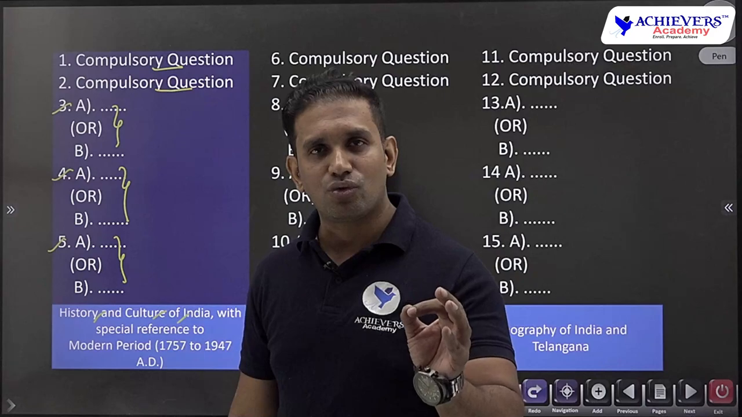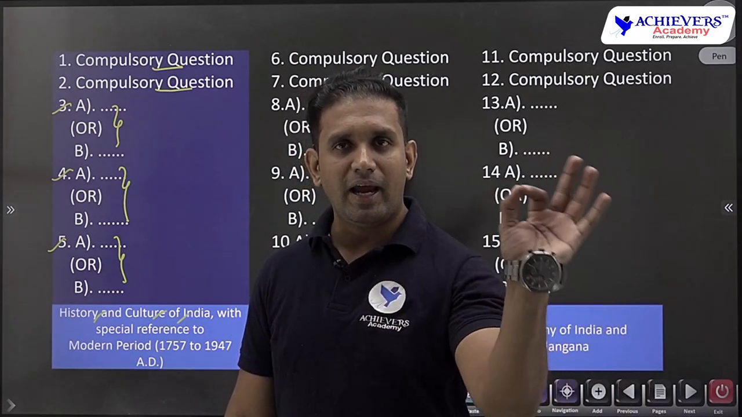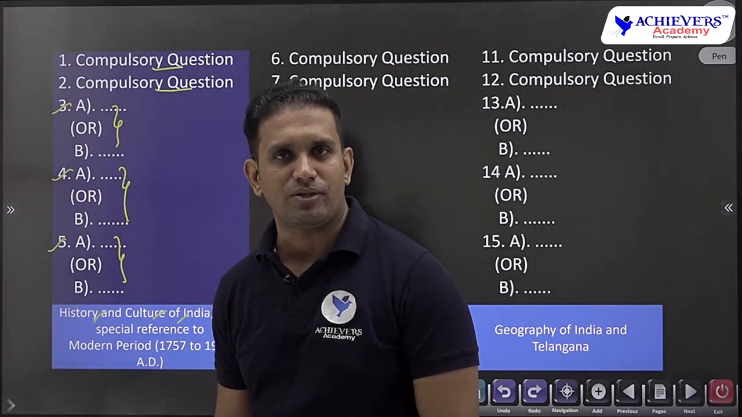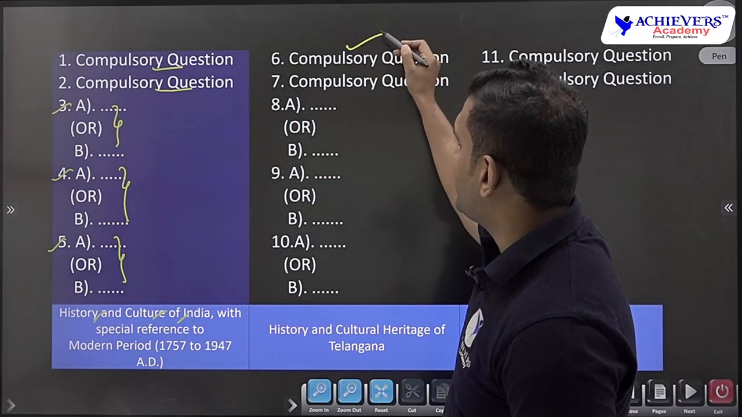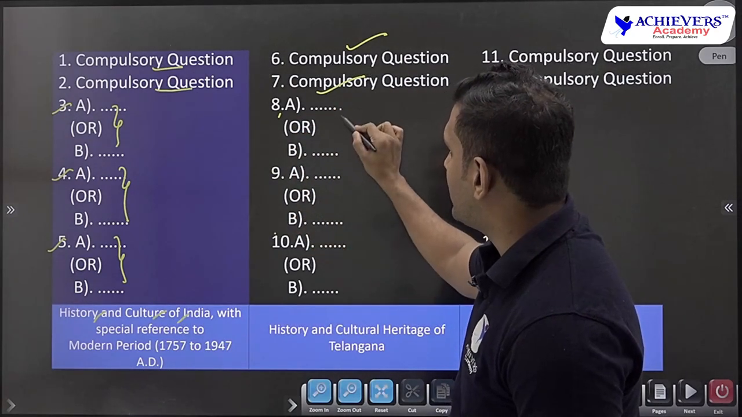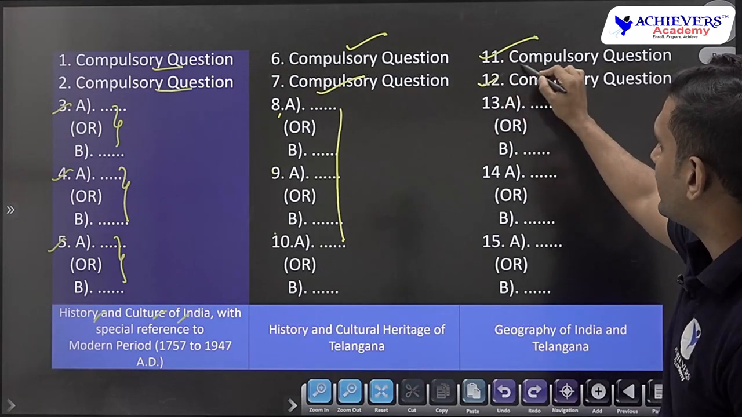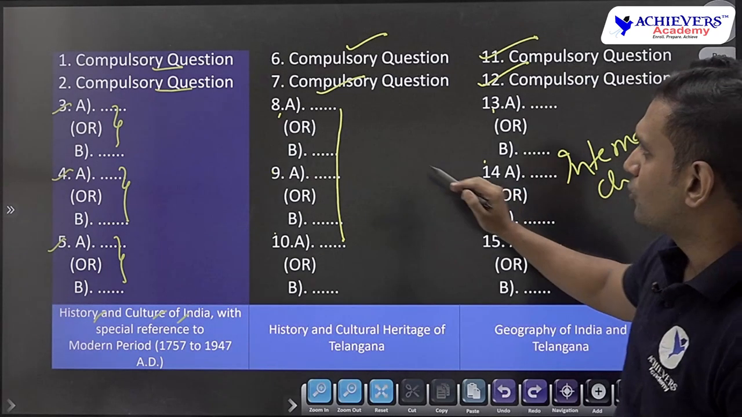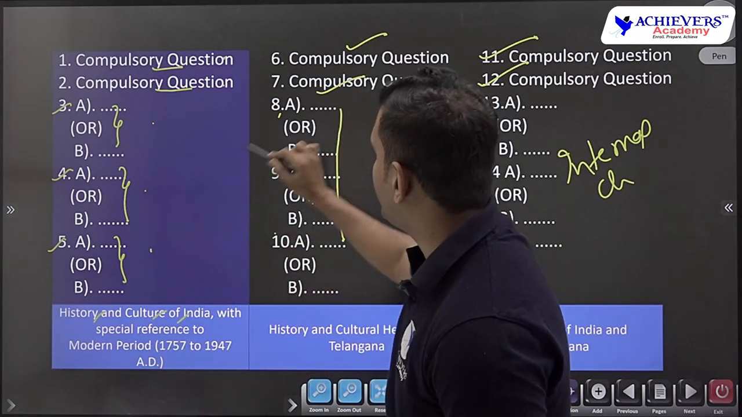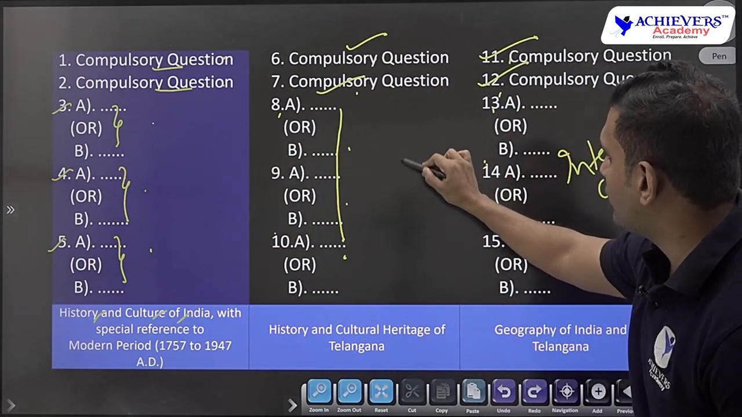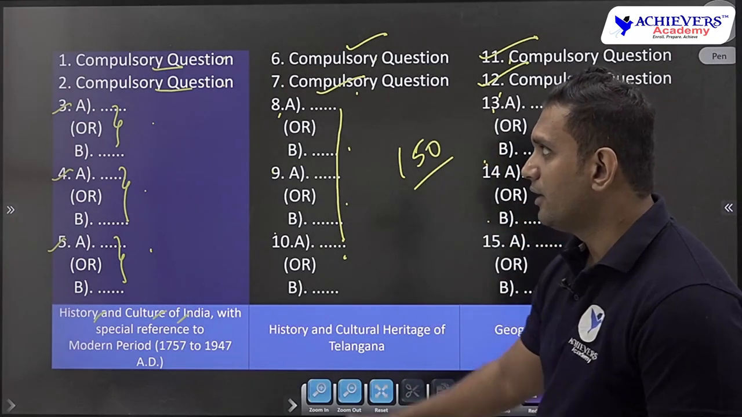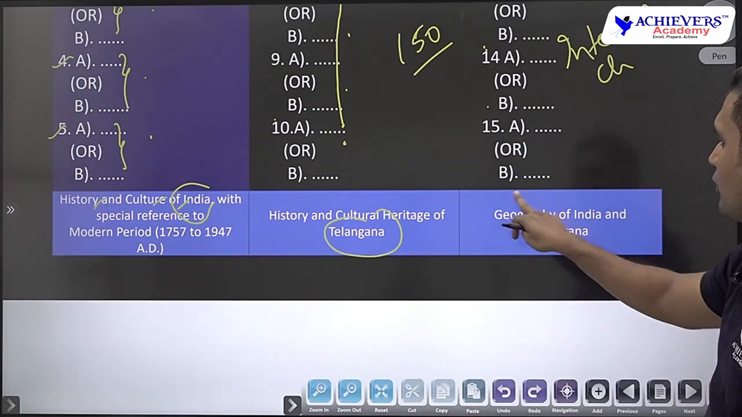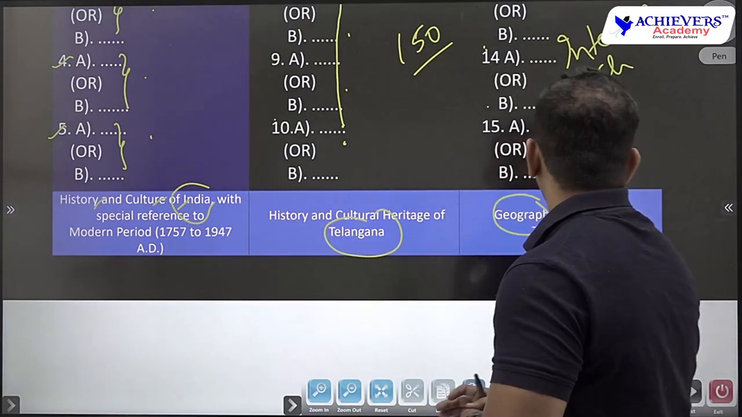It means every student has to read the syllabus thoroughly, end to end, and have a complete understanding and learning of the Group 1 syllabus. In the same way, the 6th question is compulsory, the 7th question is compulsory, and the 8th, 9th, 10th are given internal choice. The 11th and 12th questions are compulsory, and 13, 14, 15 are given internal choice. So 10, 10, 10, 10, 10, that is 50 marks here, 50 here, 50 here, total 150 marks. The first section is India, the second section is Telangana, and the third section is geography. Both are history, one is geography.